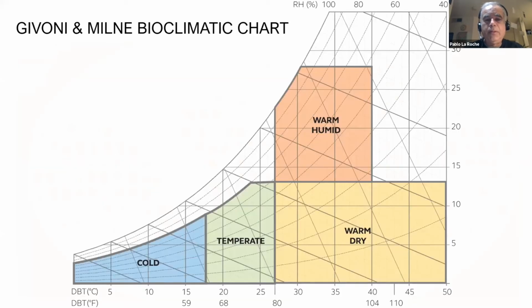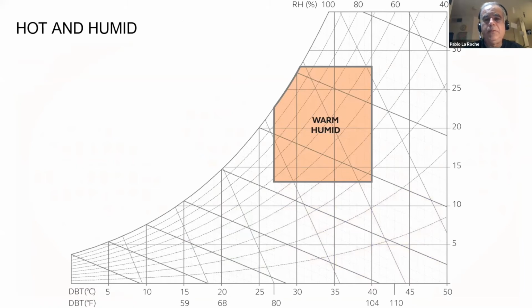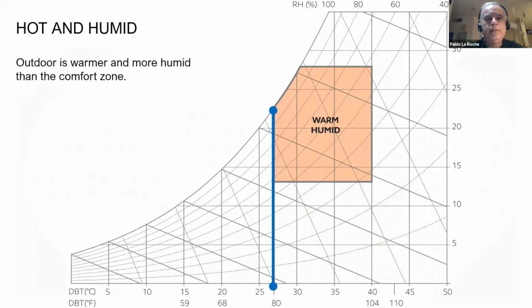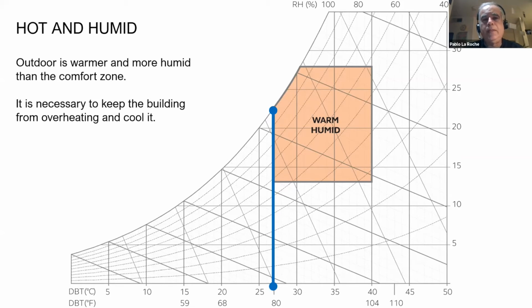These are, if we look at the psychrometric chart that Alfredo showed, going to be towards the right and towards the top of the comfort zone, which is sort of this area. It's always helpful to understand climates by looking at where the data is in the psychrometric chart. A hot and humid climate is going to be warmer outside and more humid than the comfort zone. And it's necessary to keep the building from overheating first and then cool it.